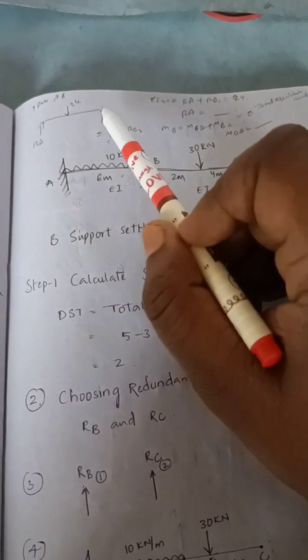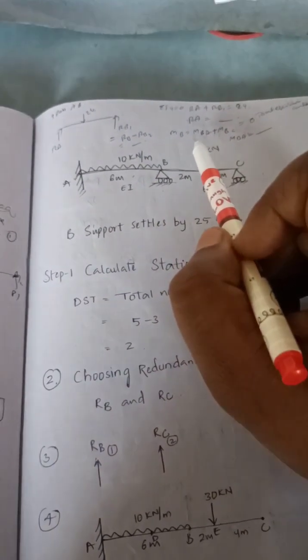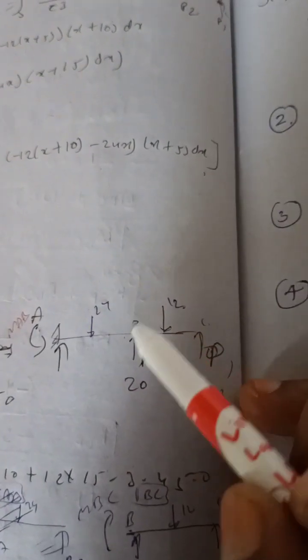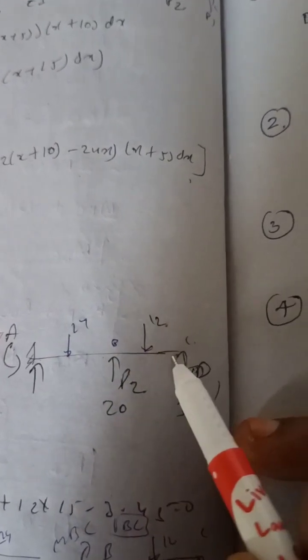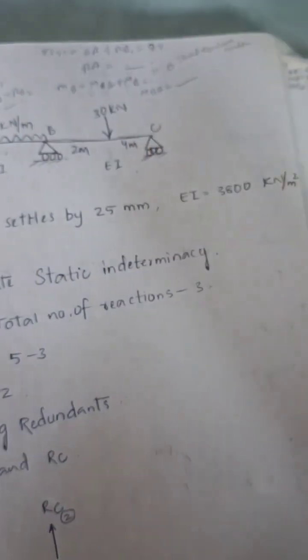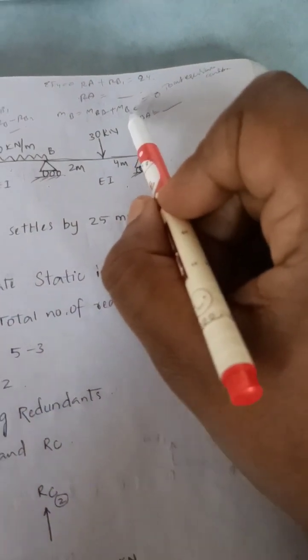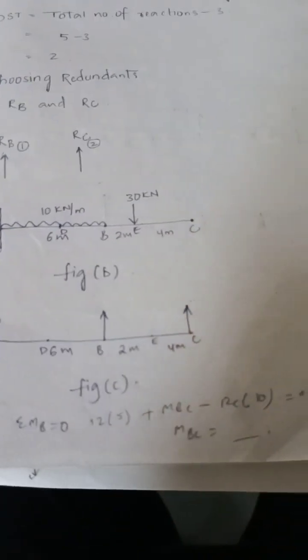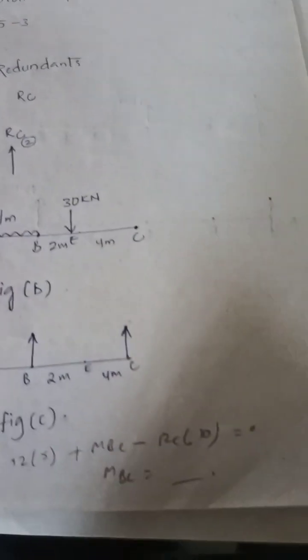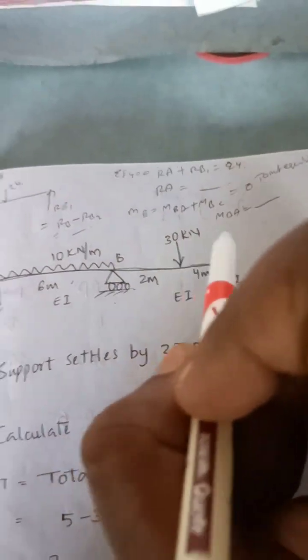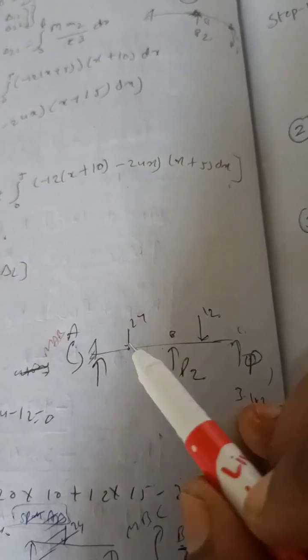Next, I am applying a joint equilibrium condition at B. At B, moment at B equal to 0. That means MBA plus MBC should be equal to 0. Already we know the value of MBC from here. So substitute that value directly, then we will get the MBA value. So MBA also we have got now.